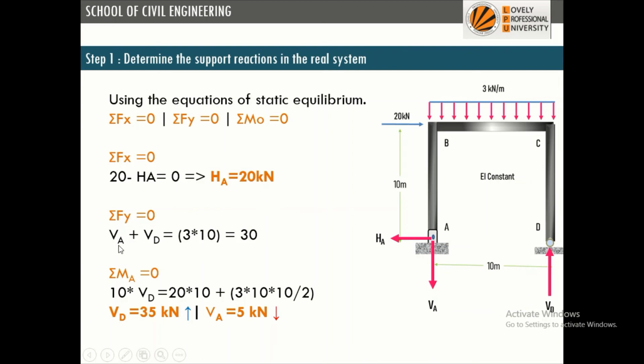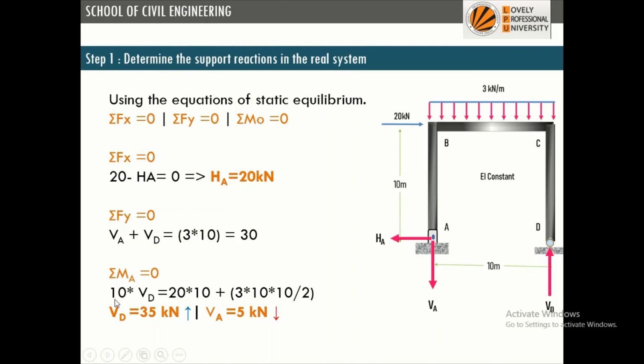Now we'll take sigma Fy is equal to 0. So all the vertical forces will sum together. VA plus VD should be equal to 3 into 10. This is the UDL. So 3 into 10, 30 kilonewton is the total load.